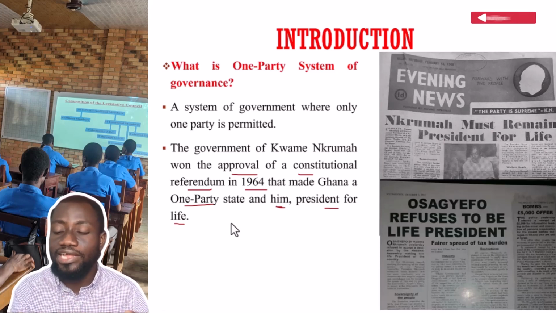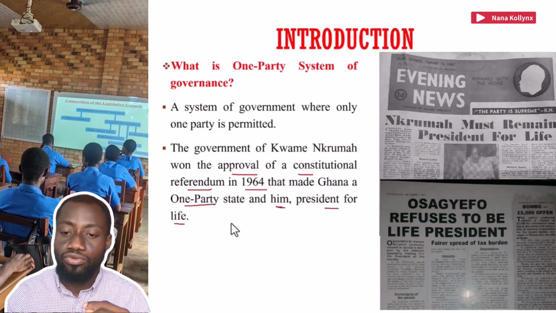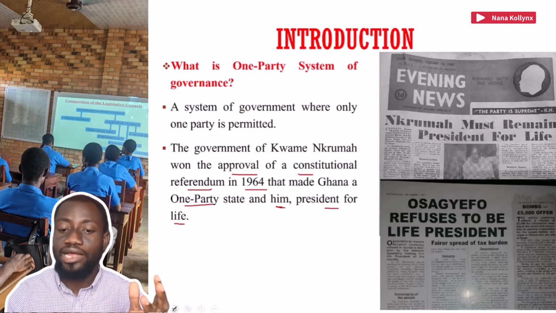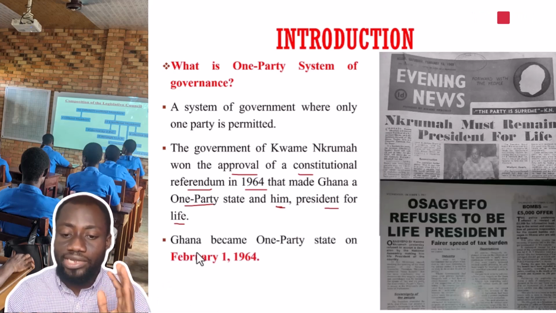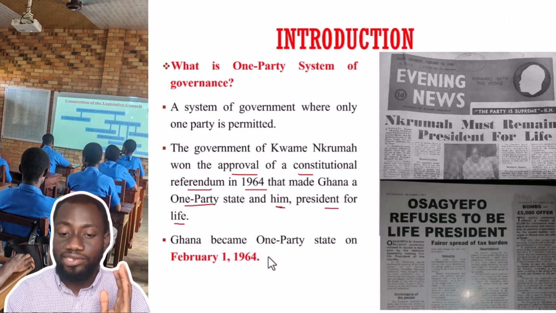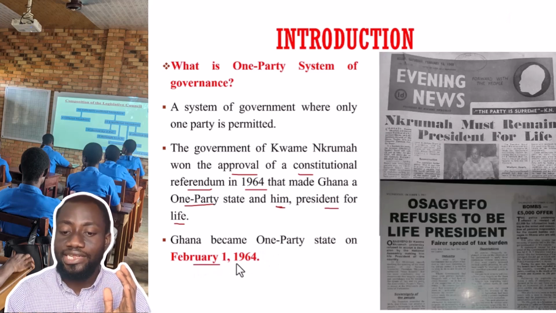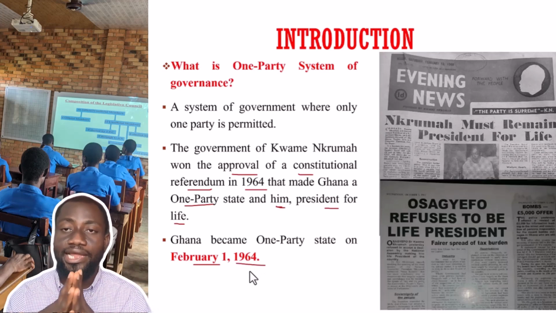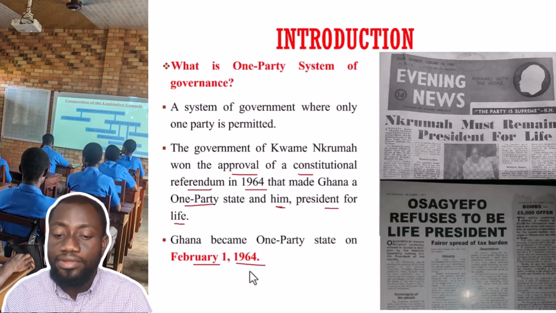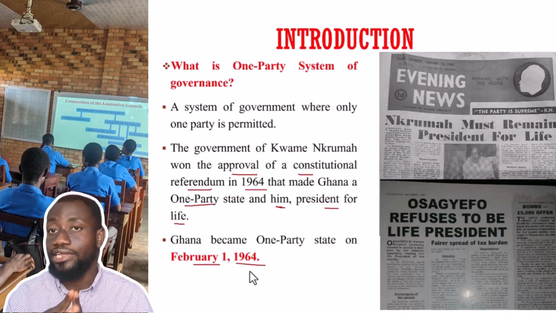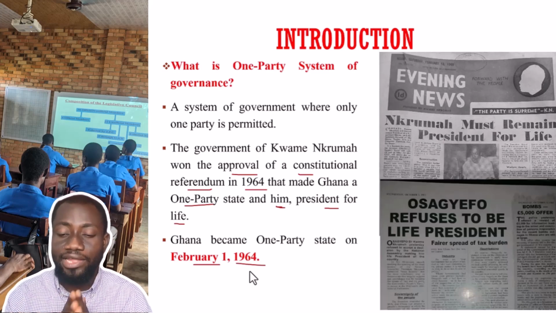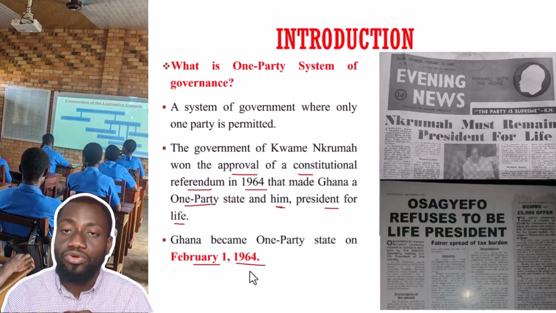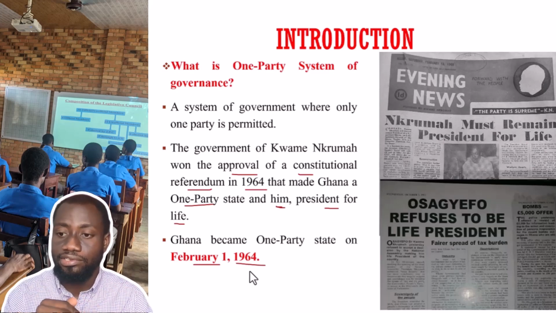So they received that in 1964, and so that one-party system was actually introduced. Ghana became a one-party system officially on February 1st, 1964. This was the day that Ghana officially became a one-party state, and 2 years later, after this bill was passed, Nkrumah was overthrown in 1966.